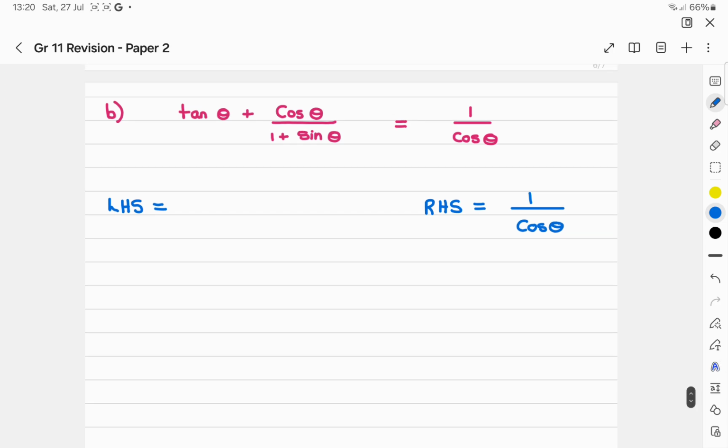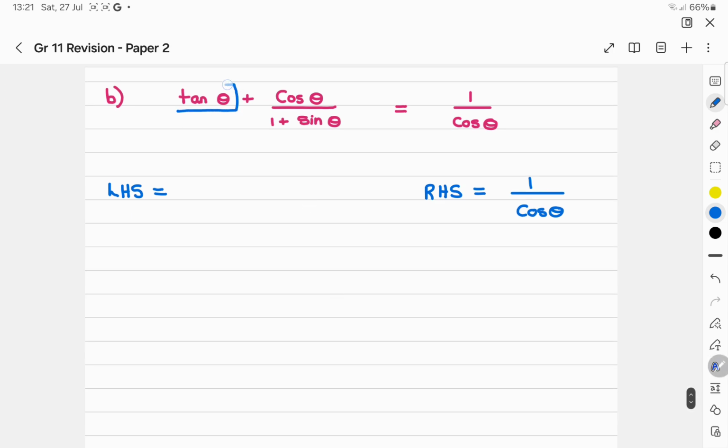Okay, so tan theta. Can you see here we've got tan, cos, sine. So now we've got one that's sort of out of sorts here, which is the tan theta. Let's change the tan theta into sine theta over cos theta, just so that we are working with sines and cosines. Okay, and then the other side, I'm just going to write it over again.